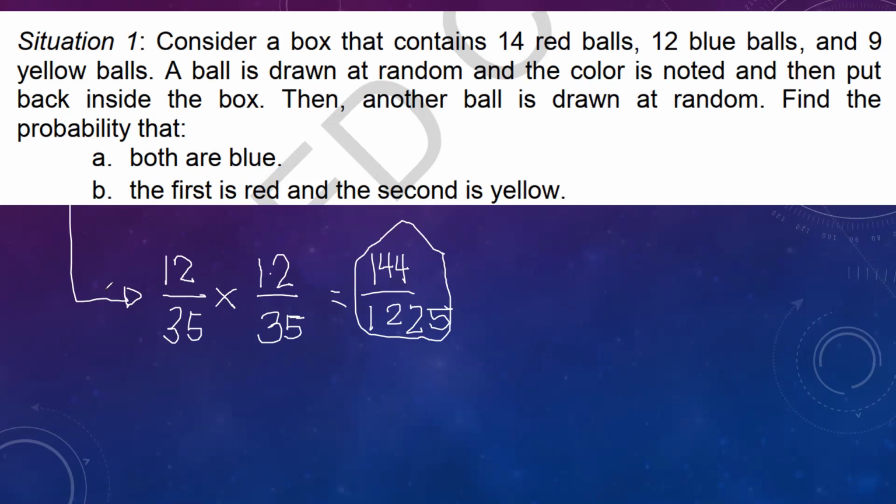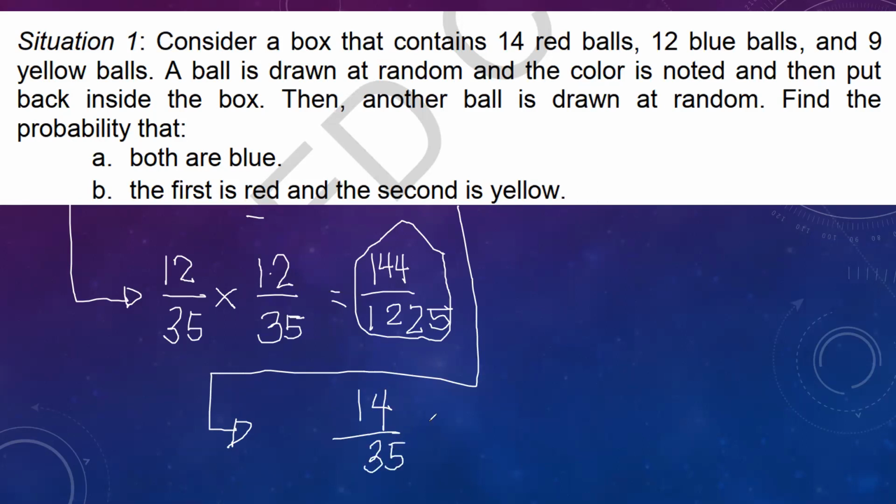Okay. Let's have the second one. The first is red and the second is yellow. The first is red daw, then the second is yellow. So anong probability na ang unang mabubunot natin ay red? Ilan sa red? 14 out of 35. Tama? Times, dahil ibinalik natin, kompleto ulit ang pagpipilian natin, ano ang probability that the second is yellow? 9 over 35.